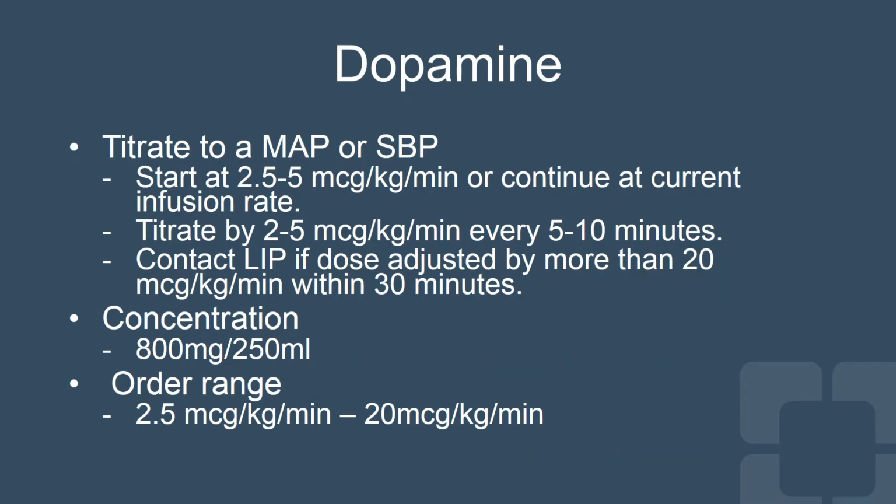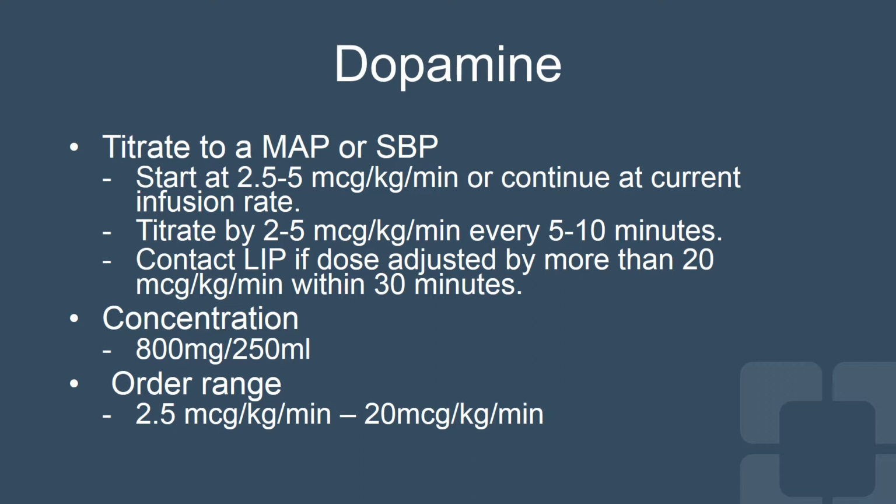Now, when you see this order come through, again, same thing, titrating to a MAP or systolic blood pressure goal. However, it's really important to notice the titration ranges and the starting doses for each one of these and associating those with the properties of dopamine. So we start our infusions at 2.5 to 5 mics per kilo per minute or continuing at the current infusion rate. But again, that 2.5 to 5, you may be falling within that range between renal dose dopamine and the beta properties of dopamine, where you have the inotropic effects.